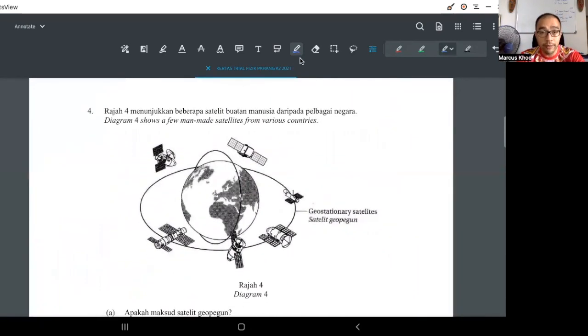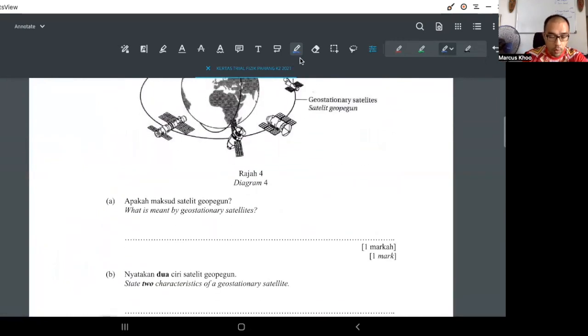Okay, number 4, diagram 4 shows a few man-made satellites from various countries. Wow, so many satellites. Now, what is meant by a geostationary satellite?